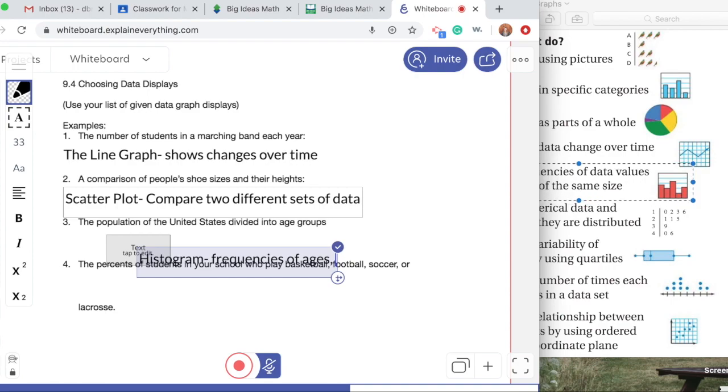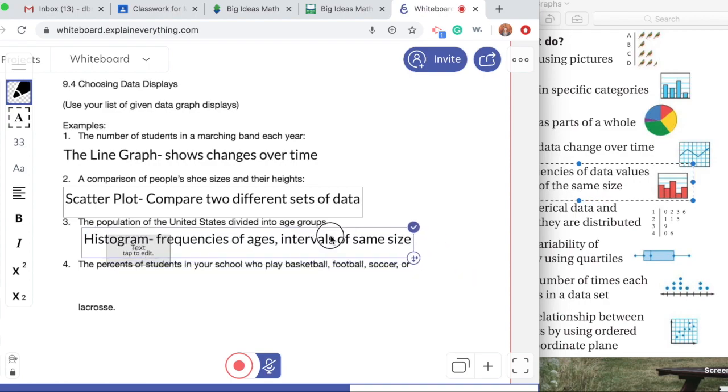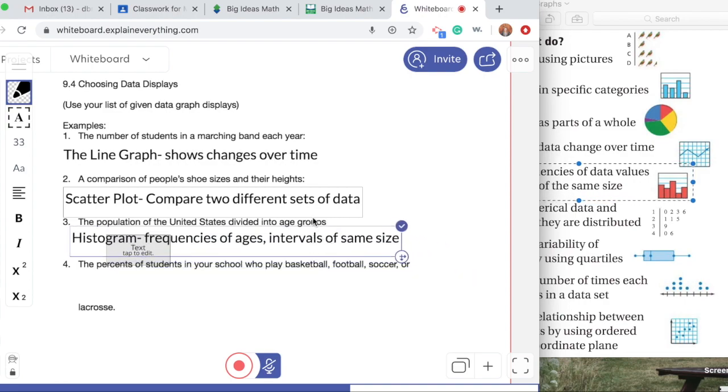For the population of the United States, these intervals would be the same size, meaning your intervals would be in ages of 5. So 5 to 10, 10 to 15, 15 to 20, 20 to 25. You don't want to make a histogram and say, ages 3 to 9 and 9 to 100. That's going to be very skewed. And then this last one: the percent of students in your school who play basketball, football, soccer, or lacrosse.